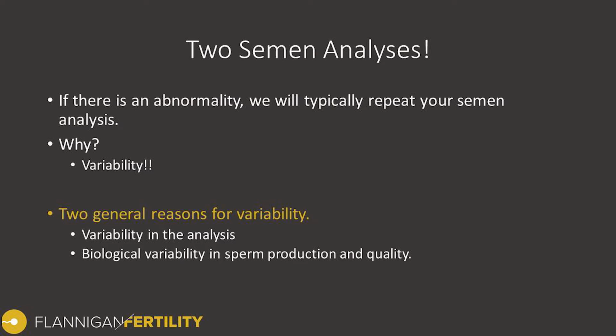So the person looking at the sample, if we had one sample examined by multiple people, we might get slightly different values. Another reason is that there's biological variability in sperm production and quality. So the sperm that you produce today might look a little bit different than the sperm you produce next week, which might look a little bit different than the sperm you produced a year ago.